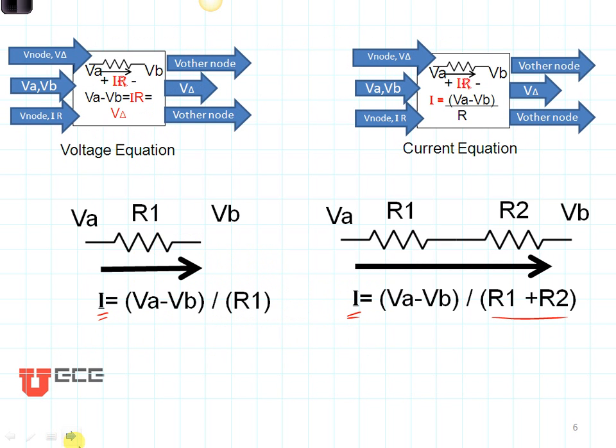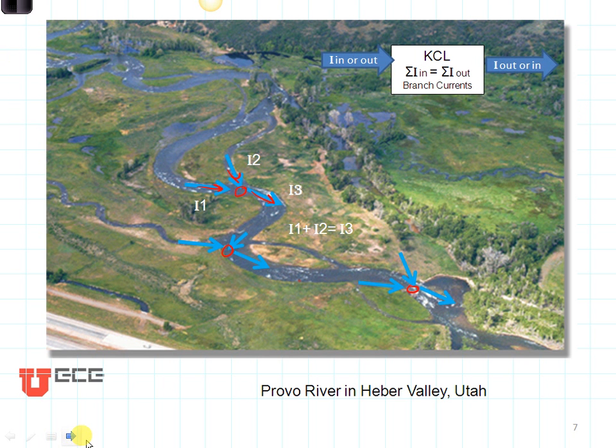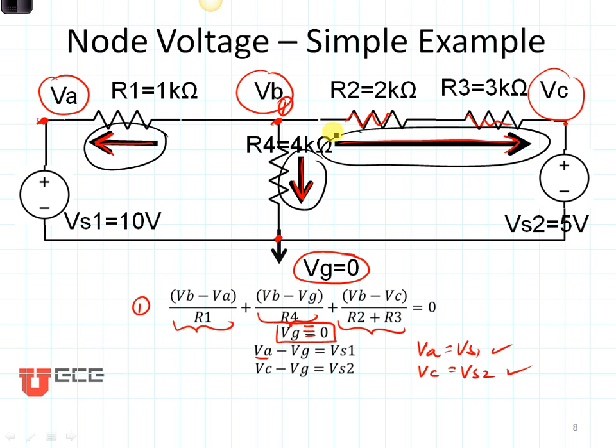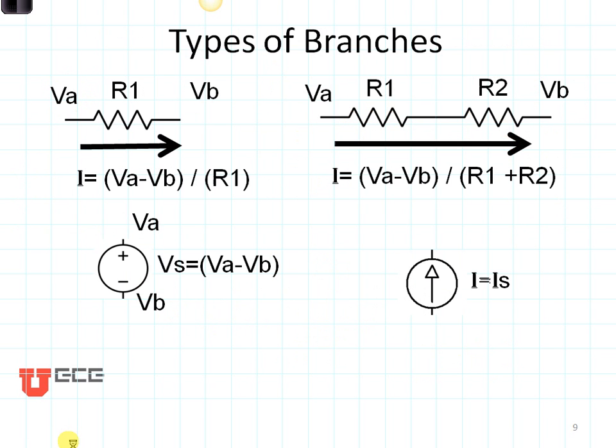Here are the two types of branches that we might have, one with a single resistor and one with multiple resistors. And then we considered the KCL, or the sum of incoming currents equaling the sum of outgoing currents. And we did a simple example. The one tricky thing here was that we defined all of our currents as being outgoing, and don't allow any of them as coming in.